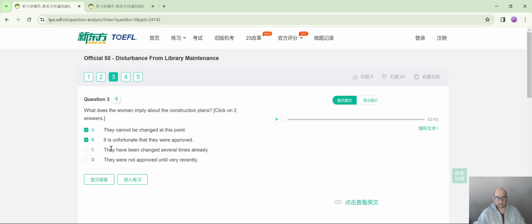But just check C and D, just to understand why they're wrong. They have been changed several times already, not mentioned. They were not improved until very recently. This is kind of vague. They said a few months ago, but I don't know if that counts as recent or not. It's not quite clear, not the best choice. So A and B are more clear. We have evidence for them. So these are your right answers. Select them and move on.